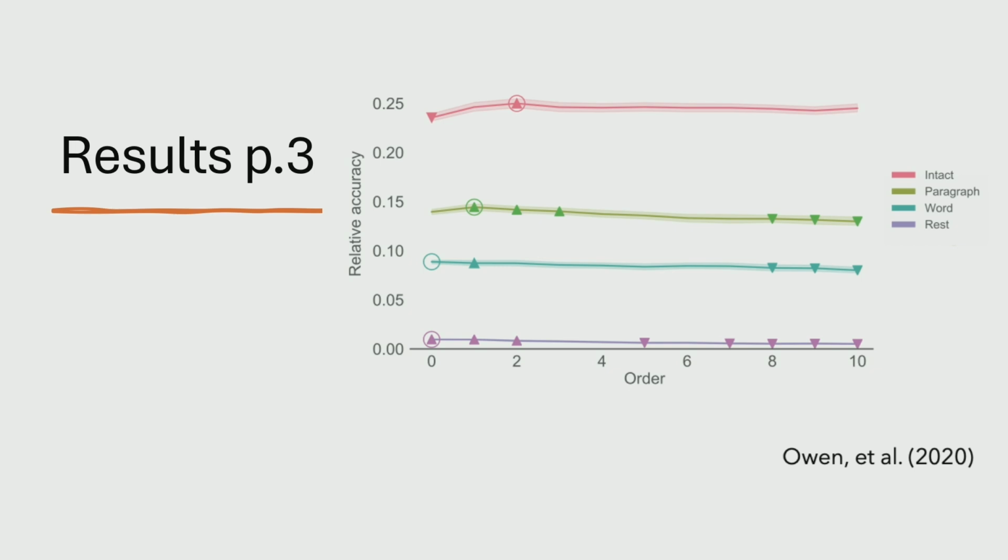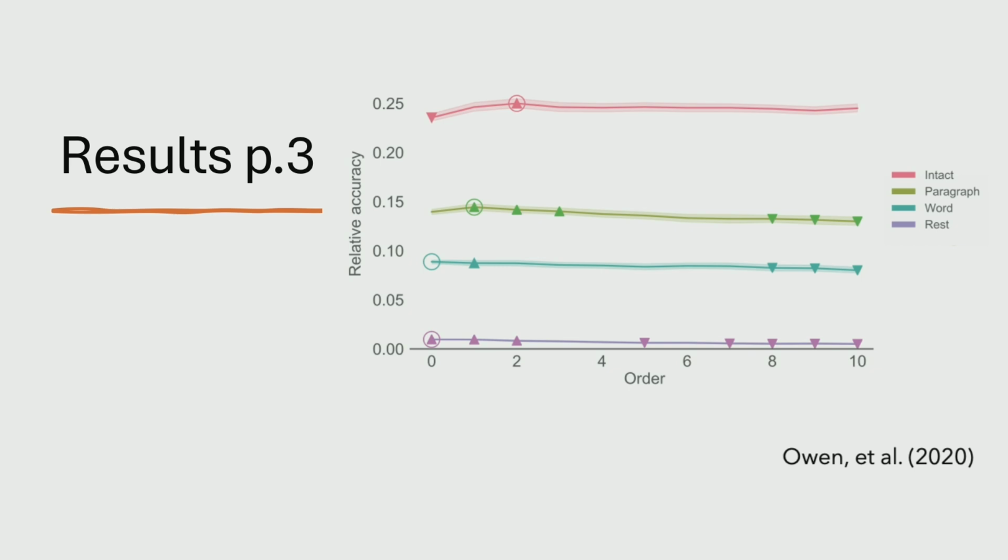The first one is that as the story is more temporally structured, so as the fidelity of the story increases, our relative accuracy of our decoding increases. And this is, again, a replication from Uri Hasson's lab as well. And the second is that as the story is more structured, the higher order patterns become more important and informative.